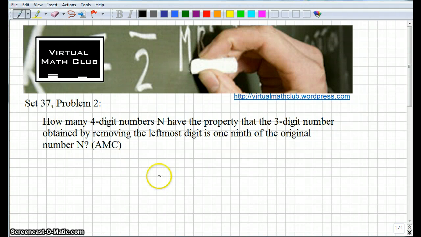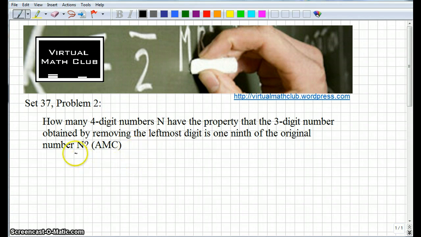Problem number 2. How many 4-digit numbers n have the property that the 3-digit number obtained by removing the leftmost digit is 1/9 of the original number n? Alright, well, let's get a handle on what this is saying here.